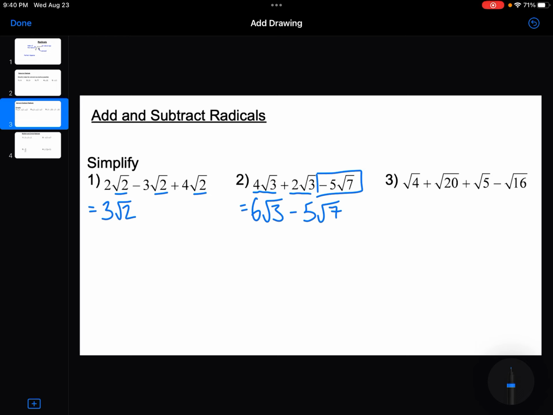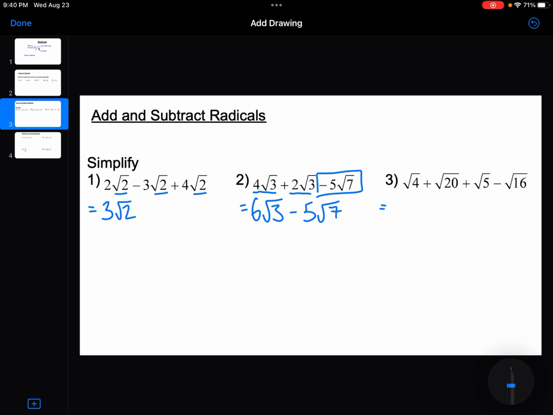A very common mistake is to try to write something else like 1 negative root 4, where you've put the numbers together and the roots together. You cannot add or subtract these. They are not like terms. They do not go together.